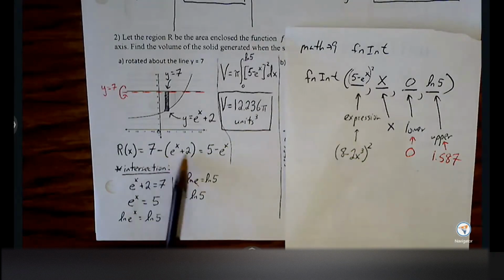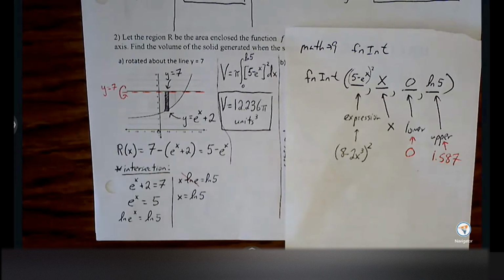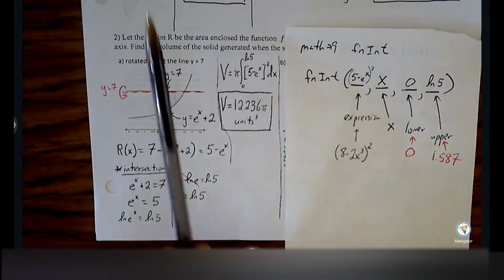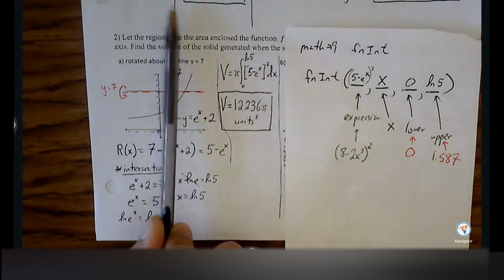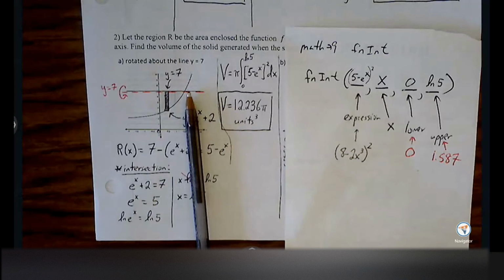So in this case, you can leave it in this form. I'm just going to distribute it and clean up so I don't have to deal with another set of parentheses in my problem. So I'm going to call it 5 minus e to the x. So there's my radius. Next thing, we still need intersections. If you look, all these vertical rectangles are going to stack starting at 0 all the way to the intersection.